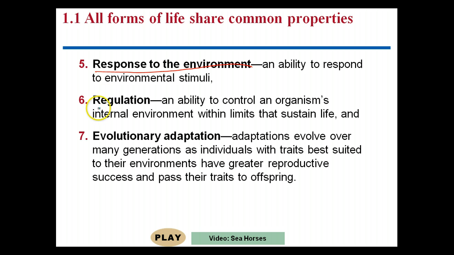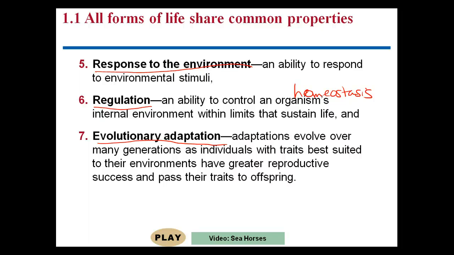We need some regulation. So we've got to regulate our internal environment. So this is what we refer to as homeostasis. I'm using this term in my other classes. So if I throw it out there, you know what I'm referring to. It's body regulation, keeping certain things at equilibrium. Okay? And then we have to have evolutionary adaptation. So adaptations evolve over many generations as individuals with traits best suited for their environments have a greater reproductive success and pass their genes on to offspring.